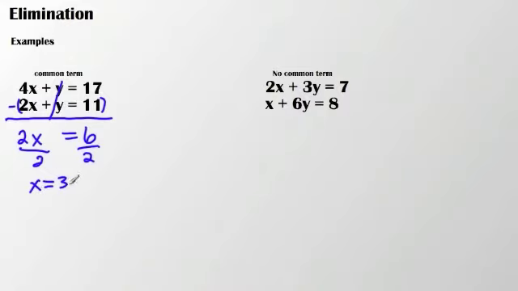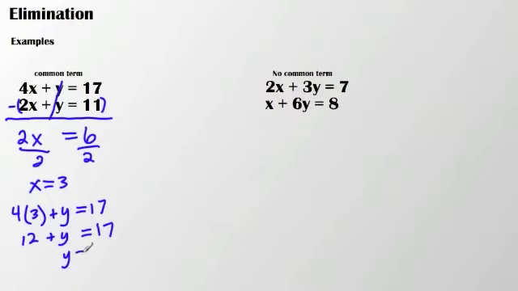Now it just means that x equals 3, so I can go ahead and take that x equals 3 and plug it into the first equation. It doesn't matter, I could have plugged it into the first equation or the second equation in order to solve for y. And then what I see is that y equals 5. So now the answer to this system is the coordinate positive 3 comma positive 5.